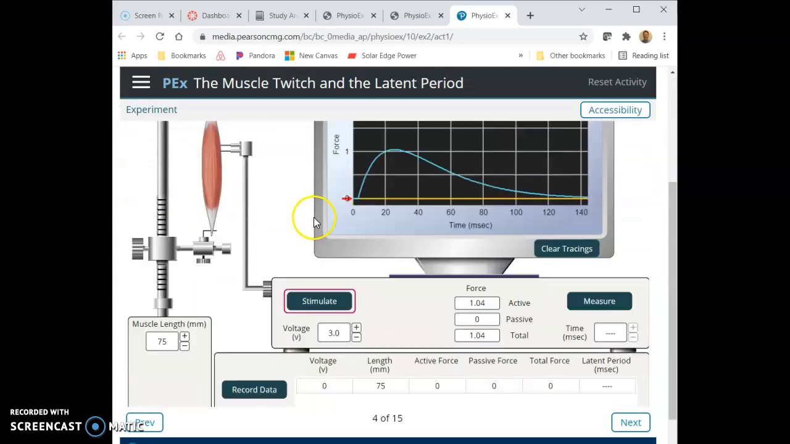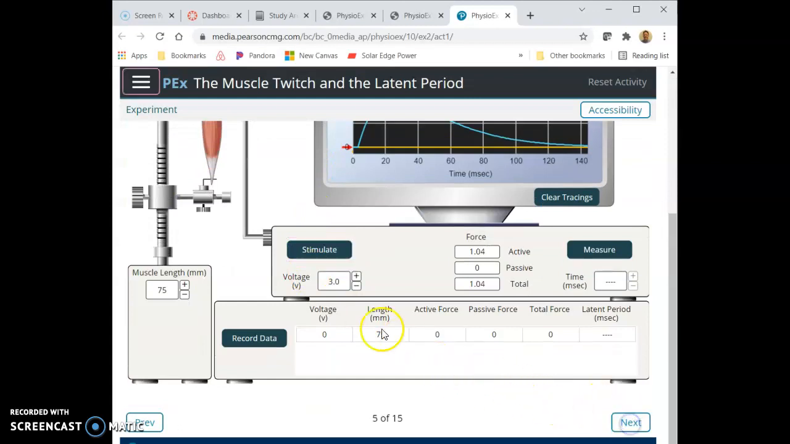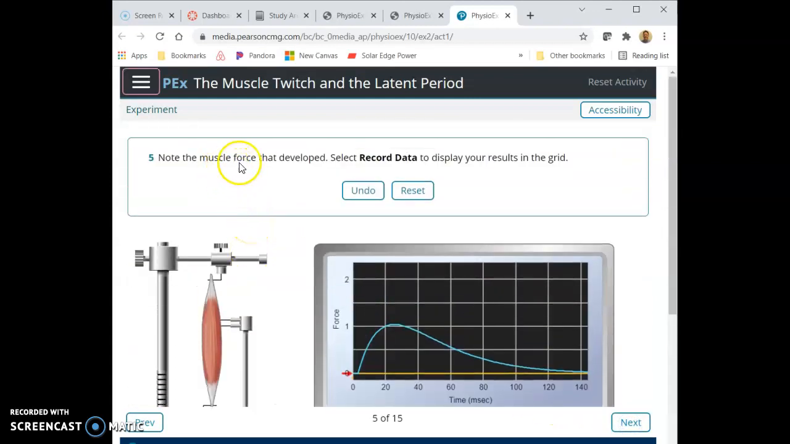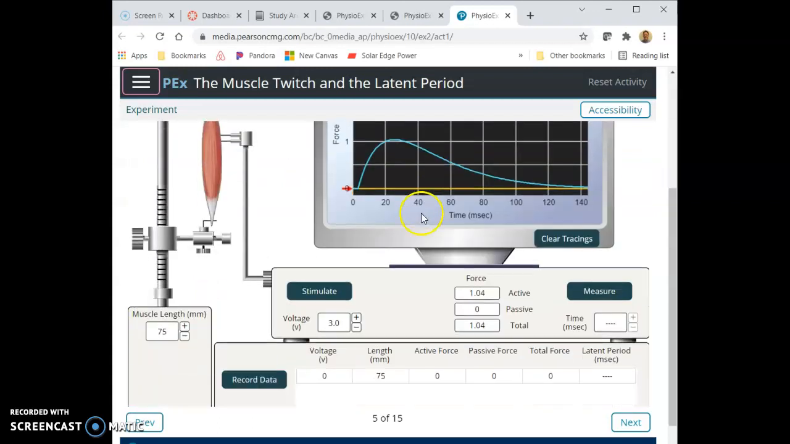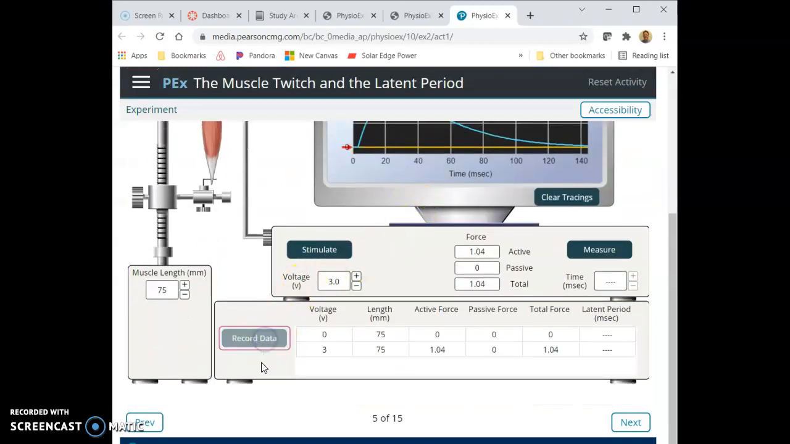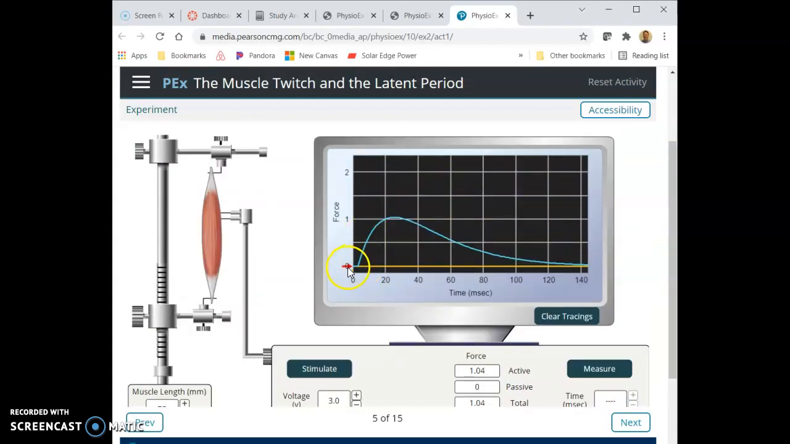All right, so see what it says to do next. Select stimulate, observe the tracing. So we did that. Hit next. And it says note the muscle force that develops, like record data. So this, I think, is why it was confusing. They really should have had you measure the latent period now, because you can see when the muscle gets stimulated, it takes a little bit of time. Now we're talking about maybe 2/1000ths of a second. These are milliseconds. So very short, but it doesn't happen immediately.